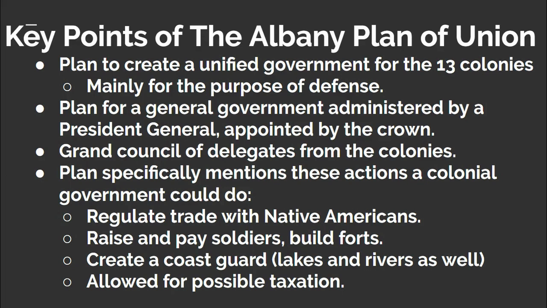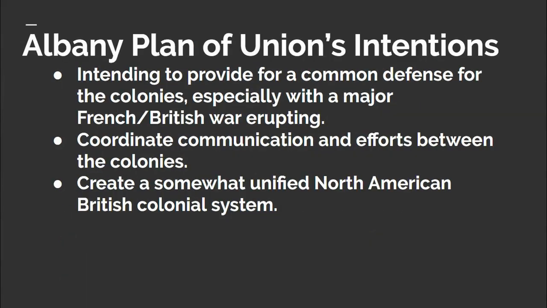The plan specifically mentions the government could regulate trade with Native Americans, raise and pay soldiers, build forts, create a coast guard, and allowed for possible taxation. That last part would be controversial, and in Ben Franklin's view, one of the reasons it will not pass in the colonial legislatures.